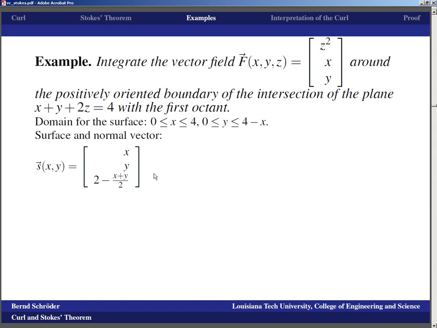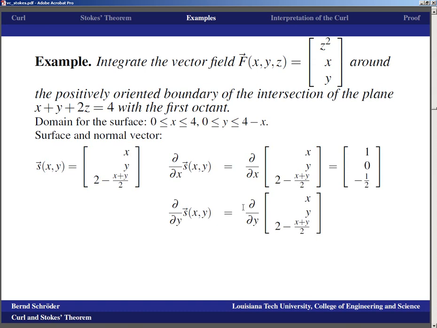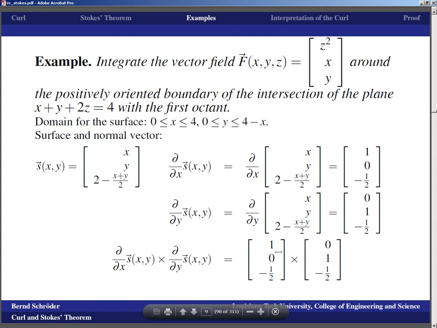And then for the normal vector, I need the x partial derivative of the parametrization, which is partial with respect to x of xy, 2 minus x plus y over 2. That gives us 1, 0, and negative 1 half. Then I need the y partial, which gives us 0, 1, and negative 1 half. For the normal vector, I take the cross product of these partial derivatives. Negative 1 half minus negative 1 half is 1 half. Negative 1 half minus 0 is negative 1 half, and the extra negative sign gives us a 1 half in the second component. And 1 minus 0 is 1 in the third component.